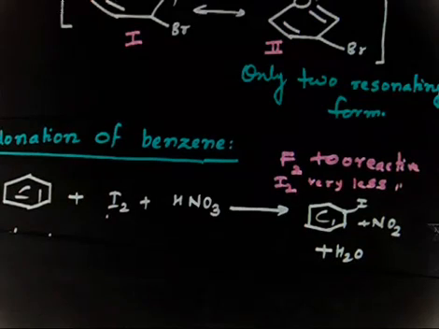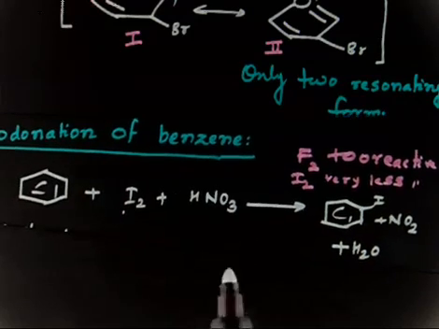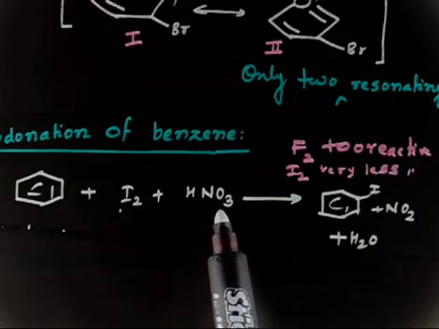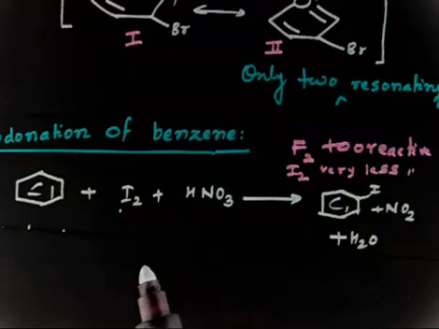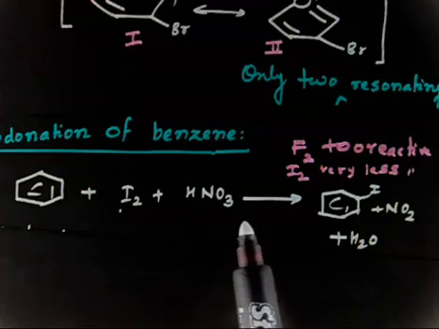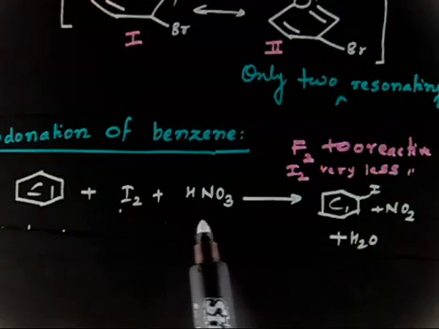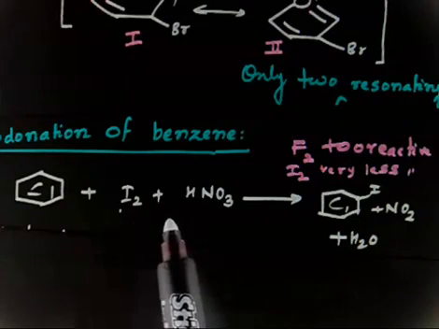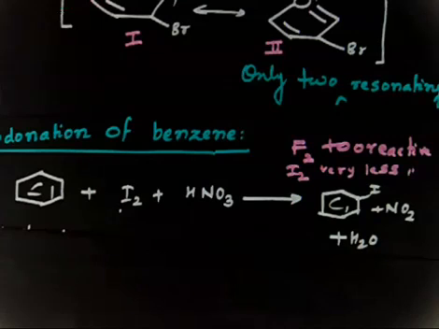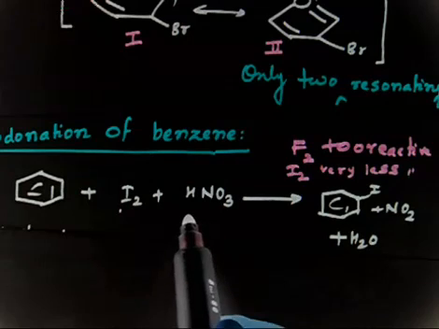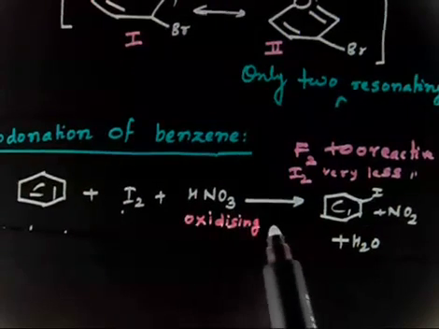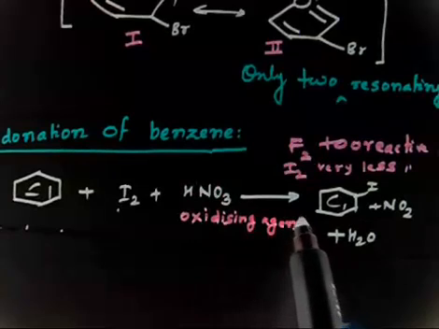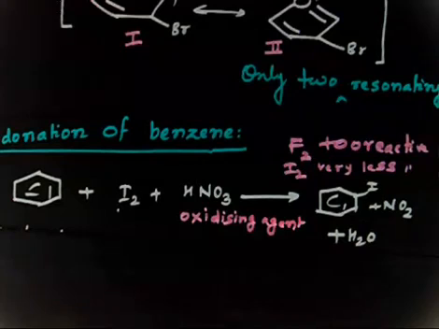So what we do is, we take an oxidizing agent, HNO3, that forms I plus. HNO3 is taken as an oxidizing agent, and now in this case you have iodination. Are you getting? So to do iodination, the unreactivity of iodine is increased by adding HNO3. So if I add I2 plus HNO3, in this case iodination can be done. HNO3 is acting as an oxidizing agent, oxidizing I2.